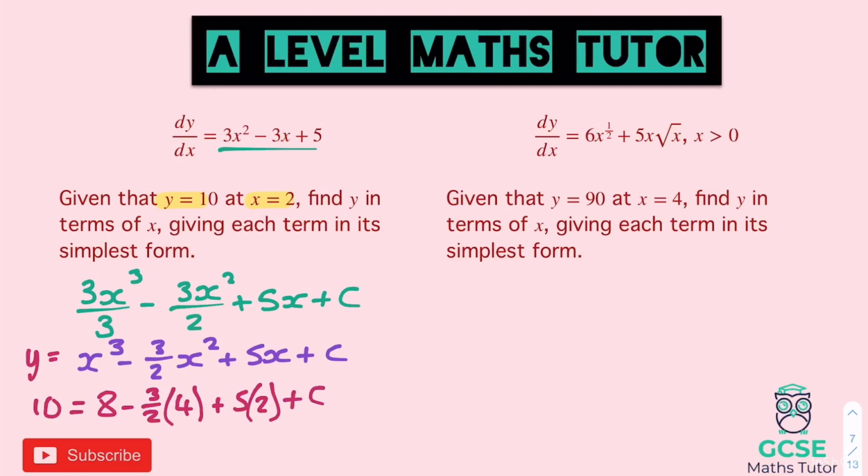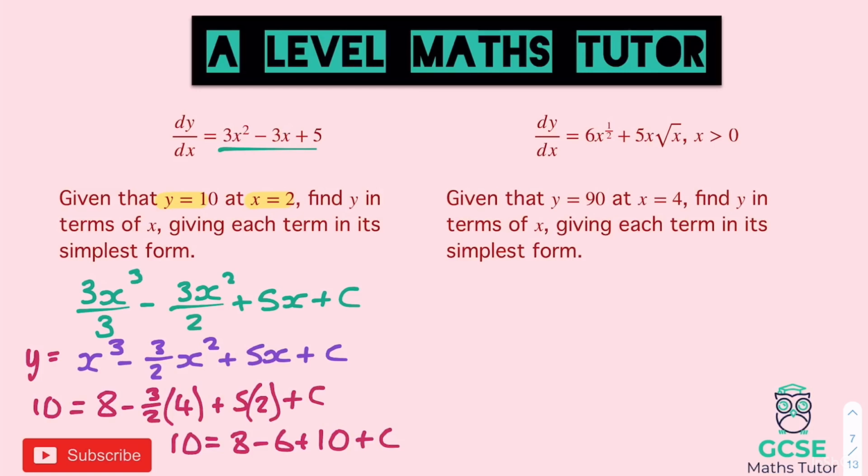So we've got obviously that 3 over 2 lots of 4, so half of 4 is 2, times it by 3 is 6, so we have 10 equals 8 minus 6 plus 10 plus c, and we can finish that off. 8 take away 6 is 2, plus 10 is 12, so 10 equals 12 plus c, and then we're going to get our value of c there as having to be negative 2. There we go, so obviously just simplifying that down, we get c equals negative 2.